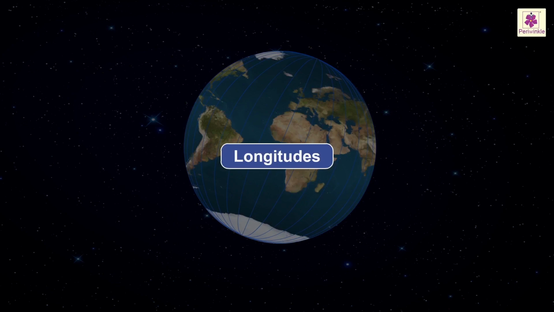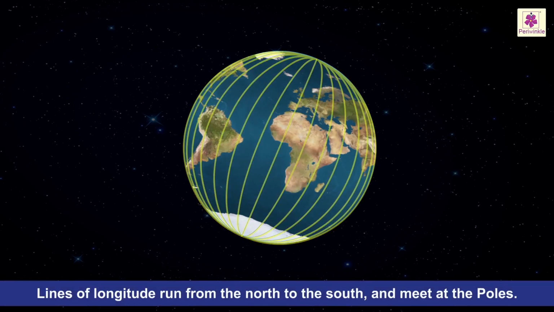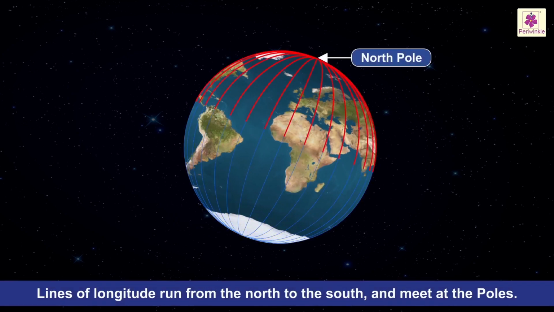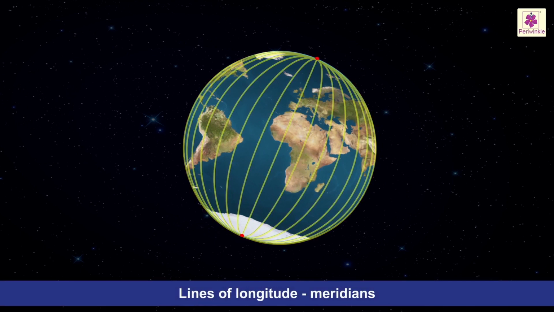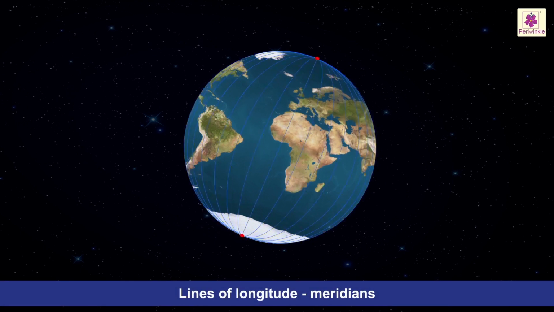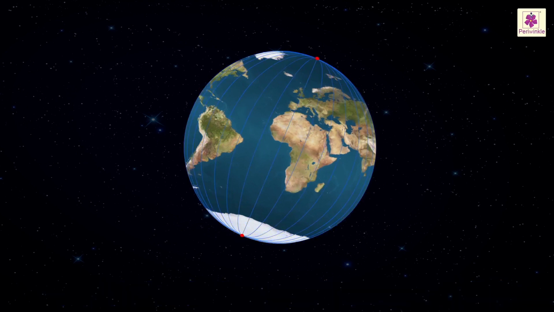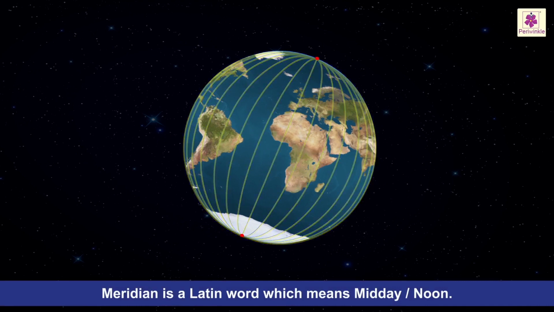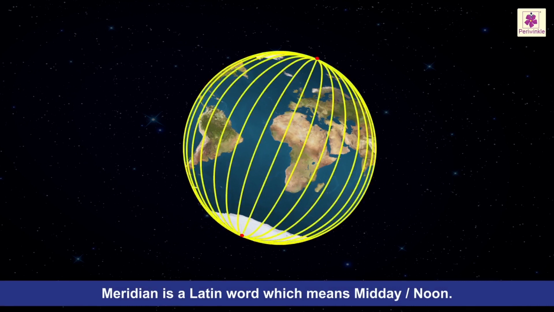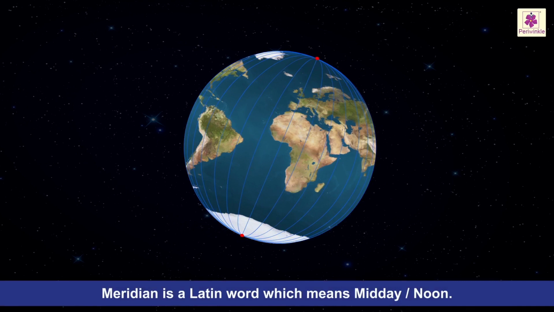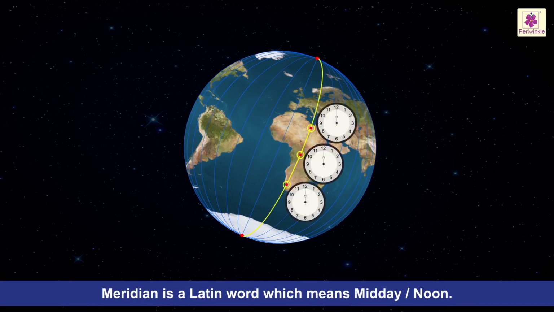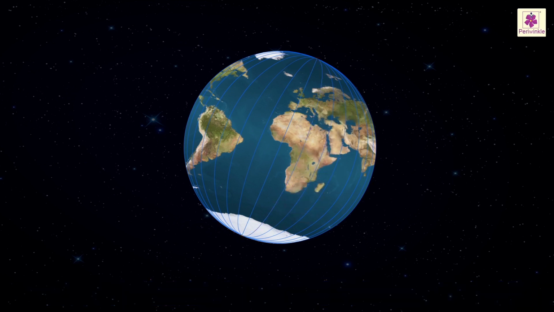Longitudes. Lines of longitude run from the north to the south and meet at the poles. These lines are also known as meridians. Meridian is a Latin word which means midday or noon. A meridian of longitude joins places that have midday at the same time.